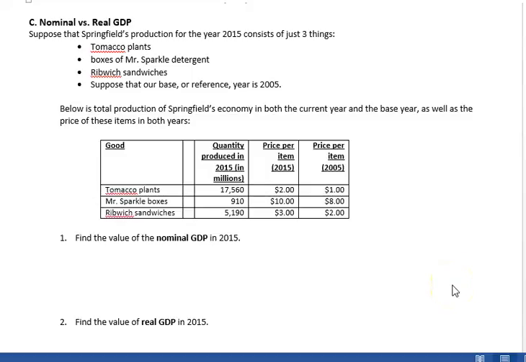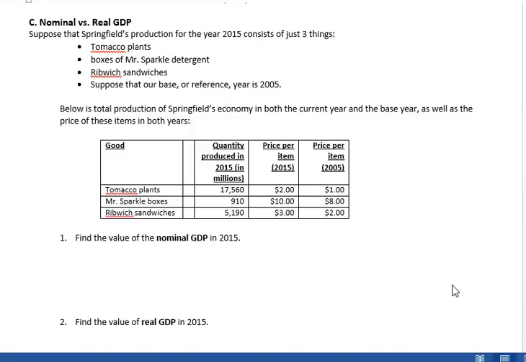All right, so our next problem is nominal versus real GDP. So first off, let's remember what the differences are. Nominal GDP is production, the value of those final goods and services produced within the domestic economy, valued in current year prices. So if we were to say 2015 nominal GDP, that's 2015's production in 2015 prices. If we were to say, I'm looking at 2014 nominal GDP, that's 2014's production in 2014's prices.